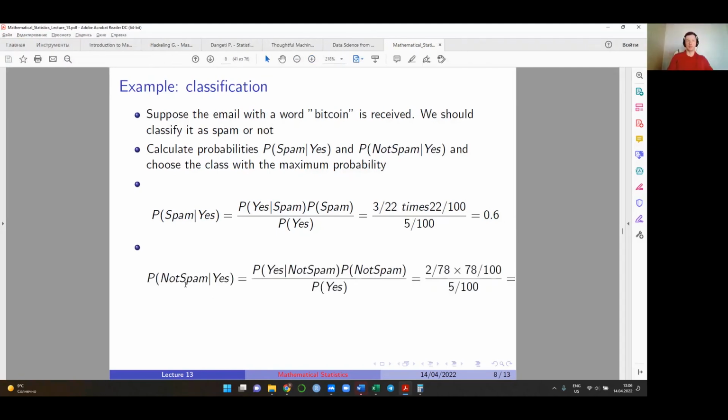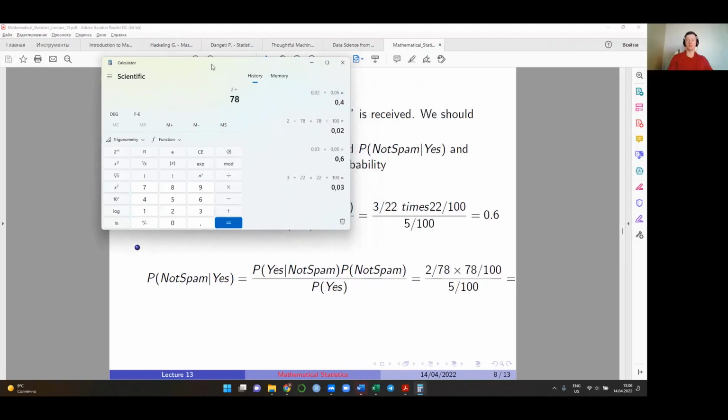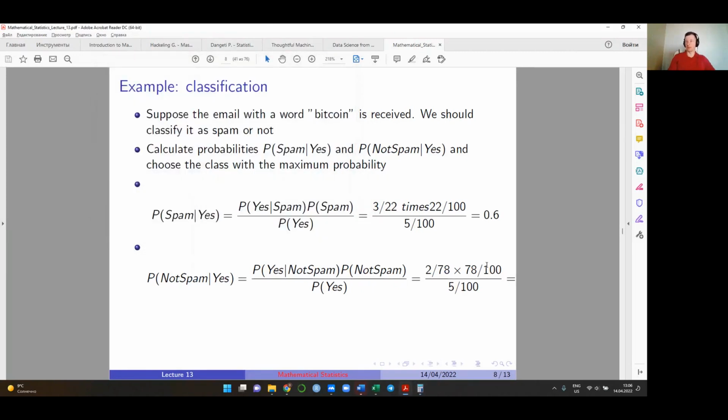So the probability that this is not spam given yes is, oh my god, it's not on the screen. Well, let's calculate. 2 over 100 divided by 5 over 100, so 0.02 divided by 0.05, 0.4. Because these two probabilities must sum to 1. We have the fact that the letter has the word Bitcoin, so we have only two possibilities, whether it's spam or not spam. Therefore, if this probability is 0.6, the other probability is 0.4, right?